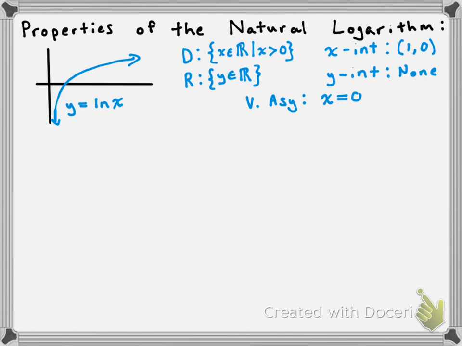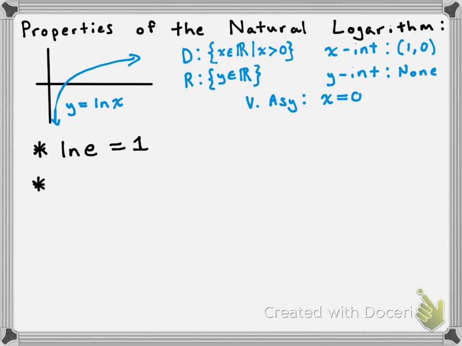Okay, well, what about maybe some algebraic properties? Let's take a look at some of those. So the first algebraic property I want to discuss: what if we have the ln of e? Well, in this case, since the base of my logarithm is e, and since I'm taking the logarithm of the number e, that's going to just give us the number 1.